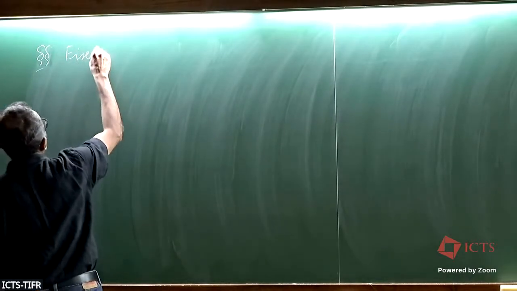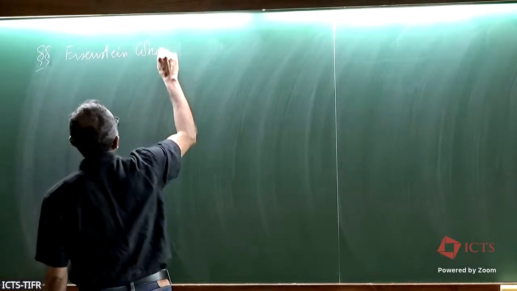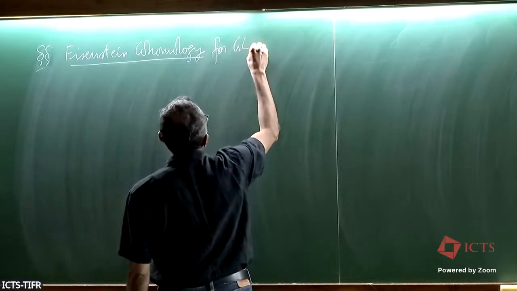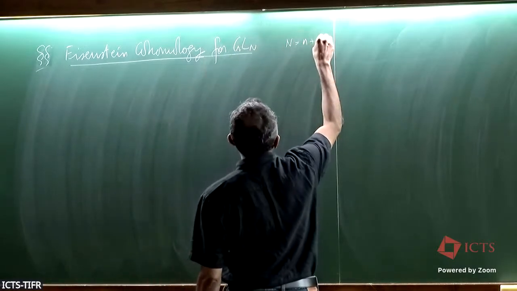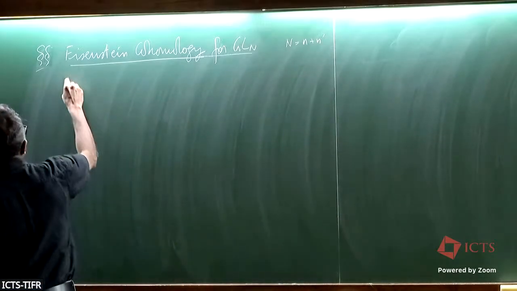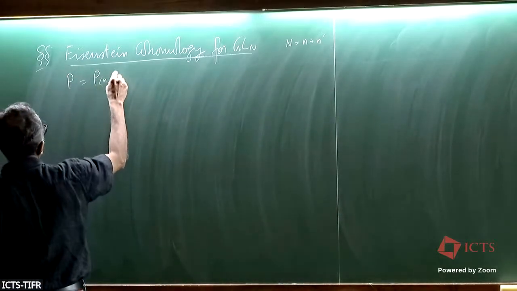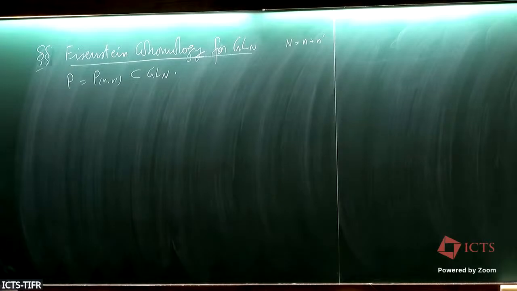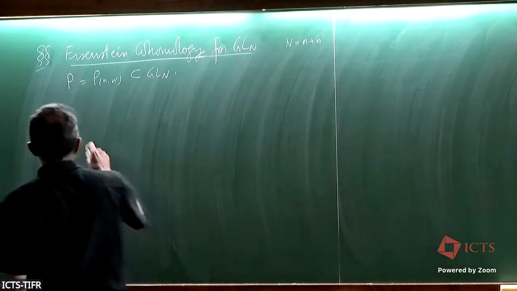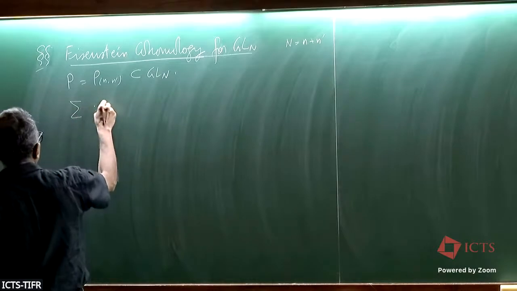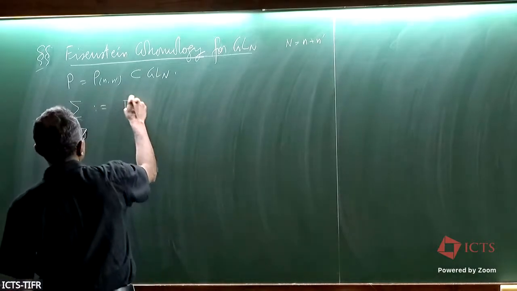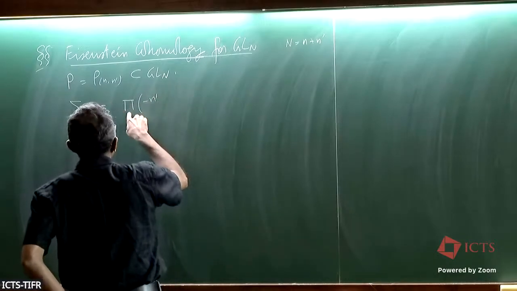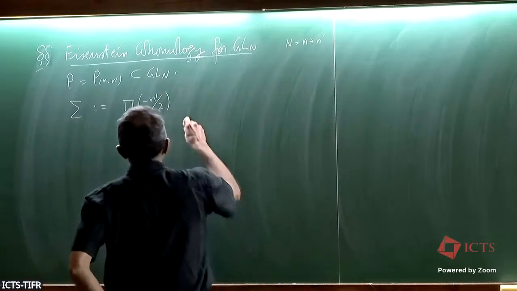Next, I need to talk briefly about Eisenstein cohomology for GL capital N, and capital N is going to be always n plus n prime. I'm going to use P for the n prime parabolic inside GLN. I take these two representations, pi and pi prime, and I cook up sigma to be pi with a certain half integral twist on GLN. I twist it by minus n prime by 2.